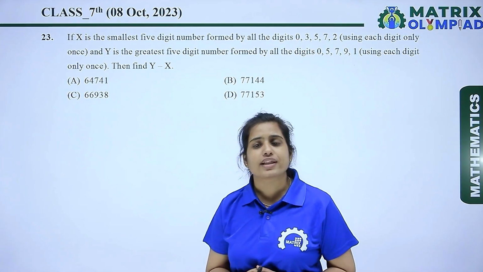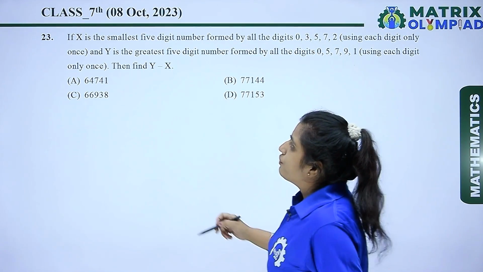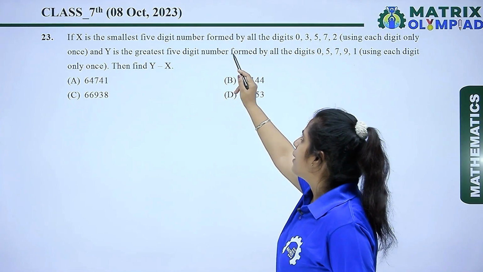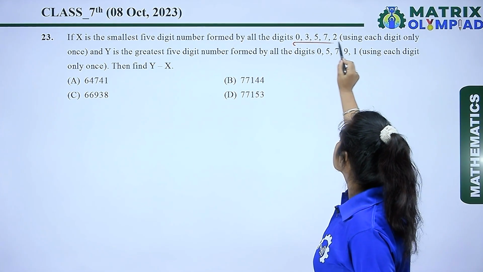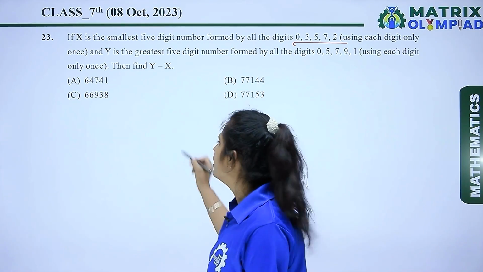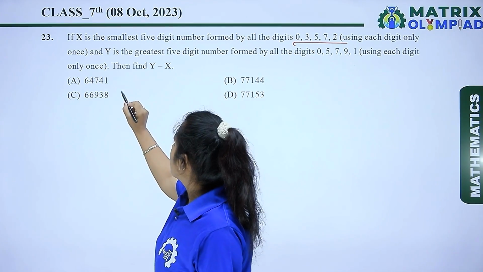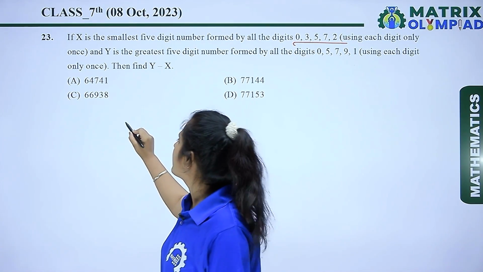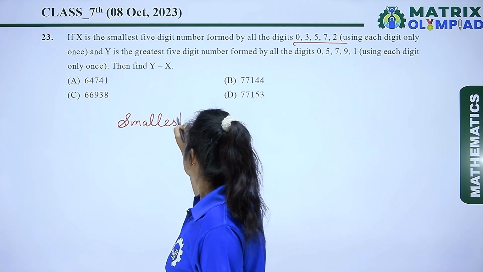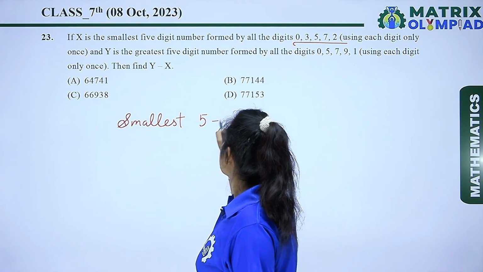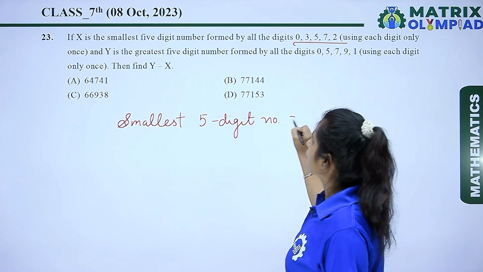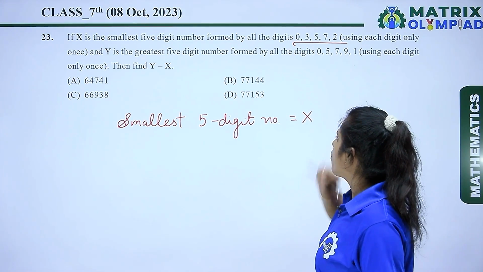Now in this 23rd question, we have: if x is the smallest 5-digit number formed by all the digits. These are the digits. We have to form the smallest 5-digit number. And to represent the smallest number, we have a variable x. So let's write down the smallest 5-digit number, that is equal to x.